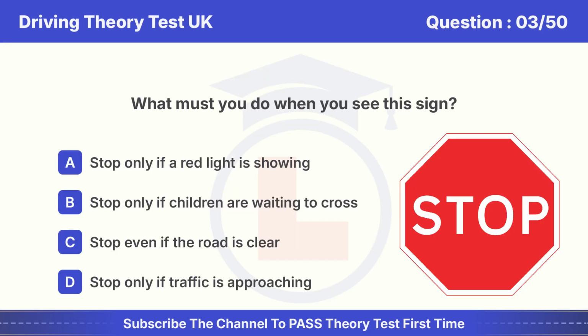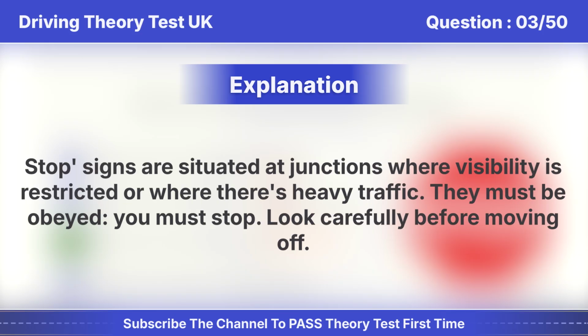Question 3. What must you do when you see this sign? Answer is C. Stop even if the road is clear. Stop signs are situated at junctions where visibility is restricted or where there's heavy traffic. They must be obeyed. You must stop. Look carefully before moving off.